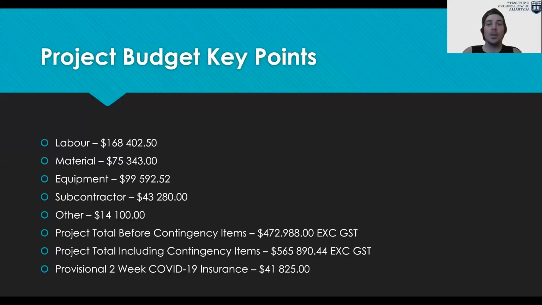Here are the key points to come from the project budget. The project total comes to $565,890.44 before GST. This includes provisional items for weather, profit margin, and also location factor. This total does not include a provisional item, which is for COVID insurance, a 2-week isolation period.